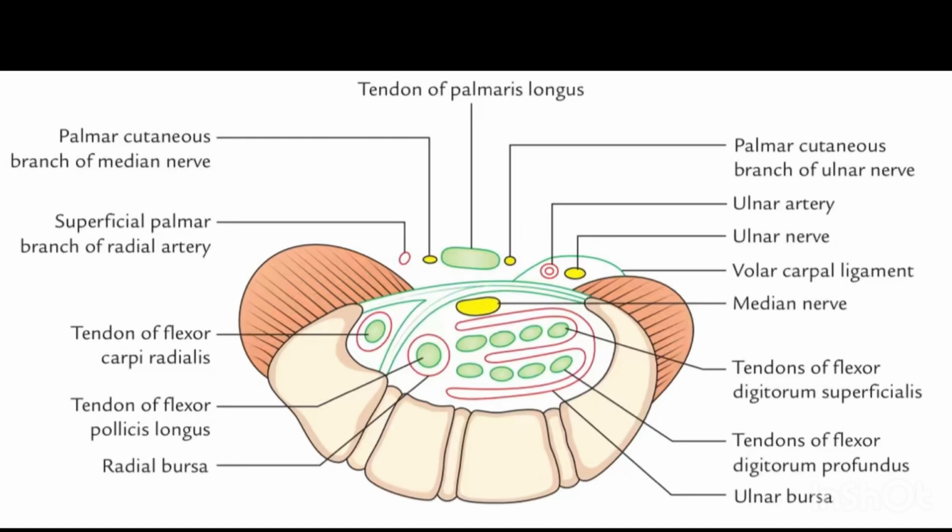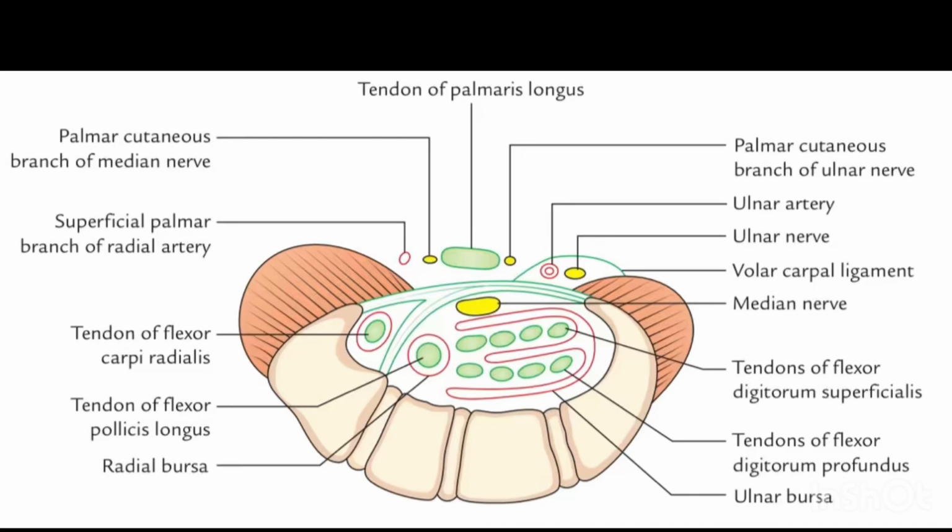So what are the 9 tendons? Now we have 4 tendons of the flexor digitorum superficialis. We have 4 tendons of the flexor digitorum profundus. And we have 1 flexor pollicis longus. So 4 flexor digitorum superficialis and 4 profundus, 1 flexor pollicis longus. And you have 1 nerve. And what is the nerve? Median nerve.